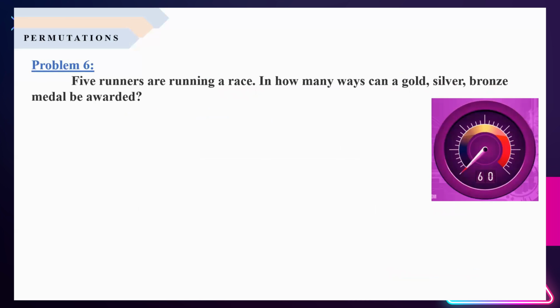Okay, proceed tayo sa ating problem number 6. 5 runners are running a race. In how many ways can a gold, silver, bronze medal be awarded? So again, yung 5 runners daw are running in a race. 5 sila. At sila ay naglalabanan sa position na gold, silver, and bronze medal. Okay, so anong klaseng permutation ang gagamitin natin? I'll give you 1 minute to answer this problem and para ipakita ang inyong solution. Time starts now.